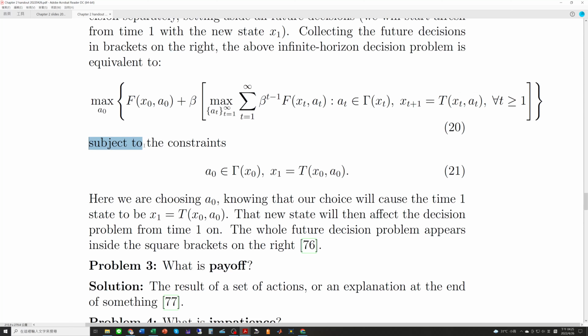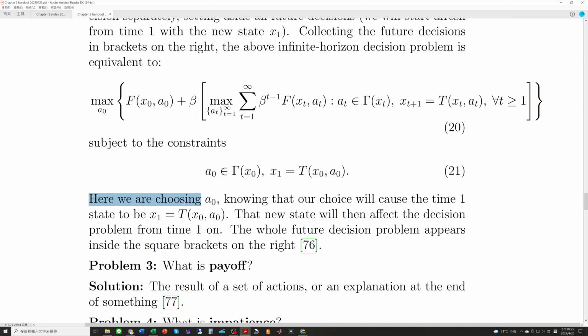Okay, subject to the constraints, a0 is in gamma of x0. Okay, where gamma is a set which contains all possible action a0 at time 0, and gamma is a function of x0, and x1, okay, the state at time 1 is equal to T of x0, a0. Okay, that is x1 is a new state transition from the state x0 when the action a0 is taken.